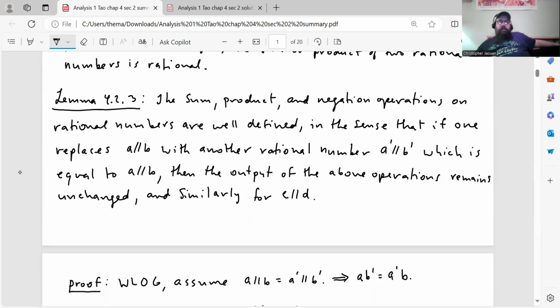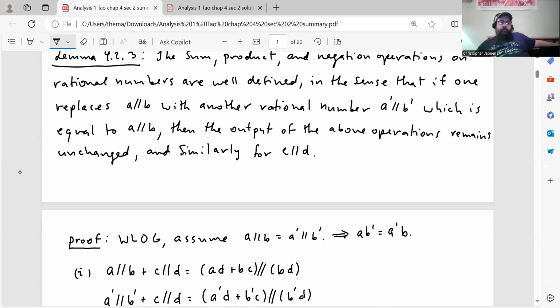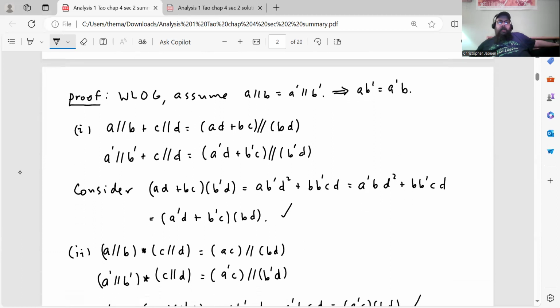All right, then we come across lemma 4.2.3. The sum, product, and negation operations on rational numbers are well defined in the sense that if one replaces a/b with another rational number, a'/b', which is equal to a/b, then the output of the above operations remains unchanged, and similarly for c/d. All right, so here's my proof. I do believe he leaves this as an exercise, but I just did it in the summary anyway. So here, without loss of generality, assume that a/b is a'/b', which implies ab' equals a'b, just by the definition of the equivalence classes here.